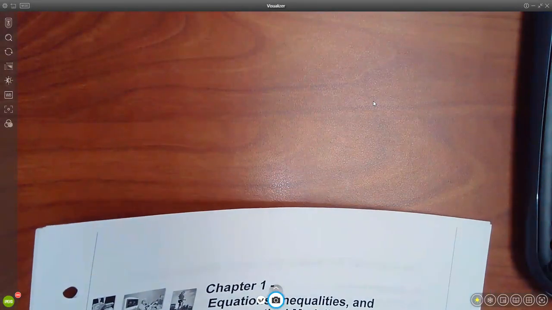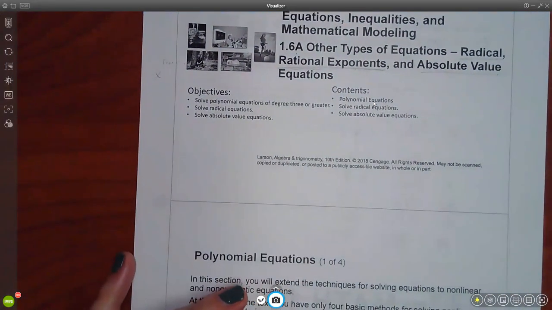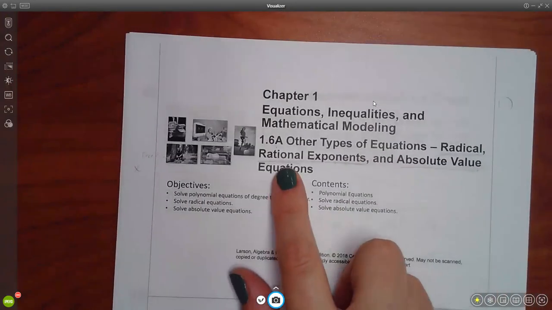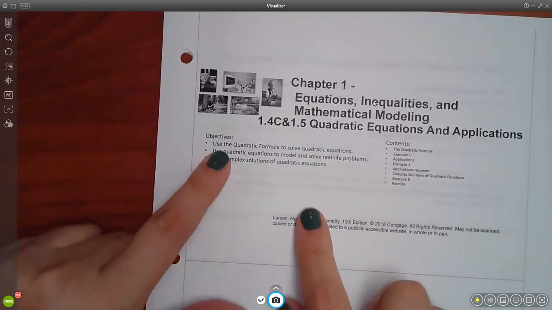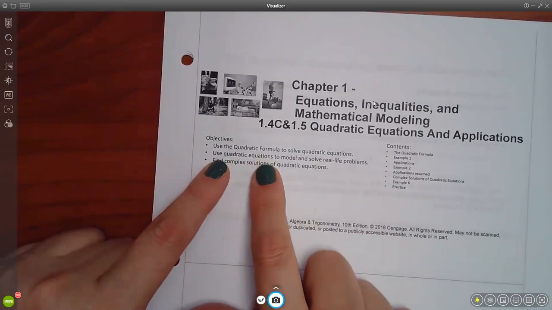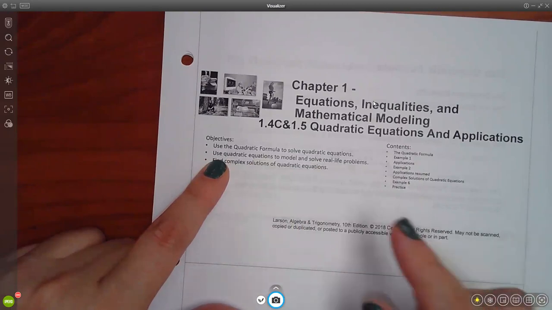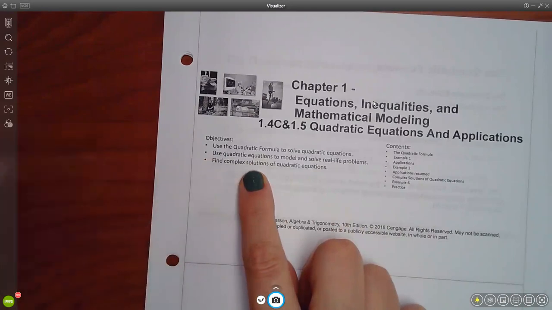So, this section is really just about the quadratic formula. The only thing we're doing is how to use the quadratic formula, and then we might have an application problem where it's a paragraph, and we have to apply the quadratic formula. And then we're also gonna do the quadratic formula that might give us imaginary answers.